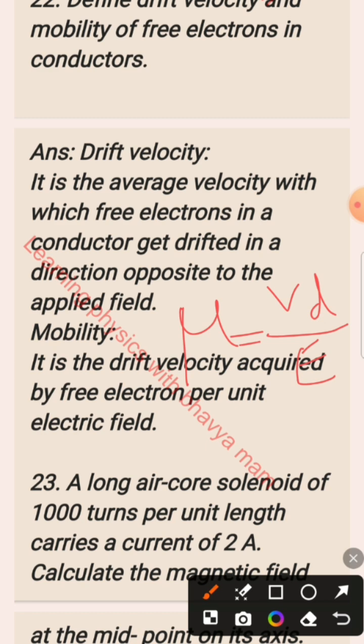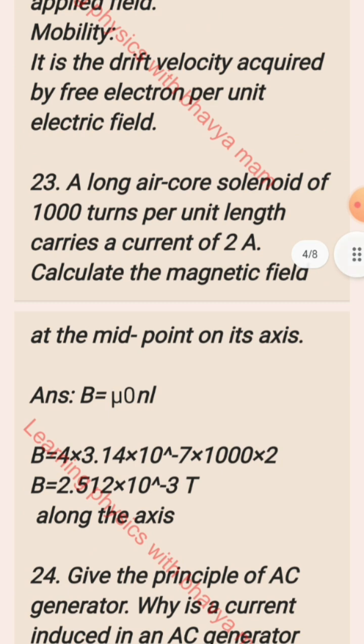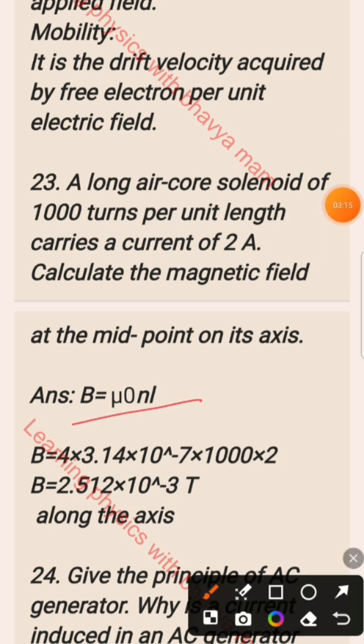Please note down. The next one is: there is one long air core solenoid of 1000 turns per unit length, carrying a current of 2 ampere. Calculate the magnetic field at the midpoint on its axis. So the magnetic field at the center of the solenoid is given by the expression B is equal to mu naught n i, right? So mu naught is 4 pi into 10 to the power minus 7. We know that mu naught by 4 pi is equal to 10 to the power minus 7. That's why we can write mu naught as 4 into pi, pi is 3.14, into 10 to the power minus 7.